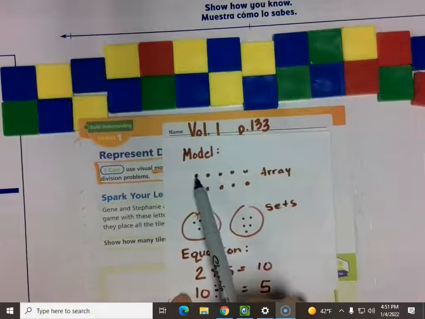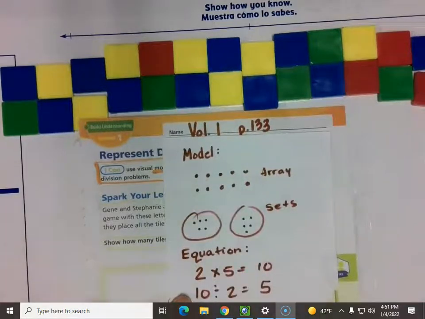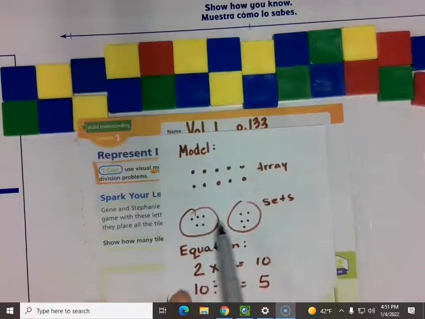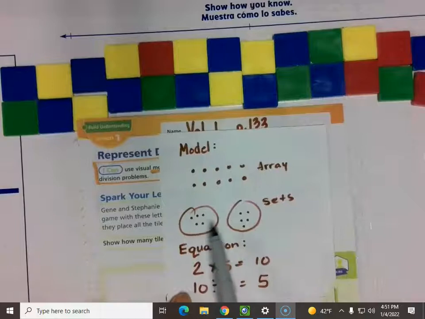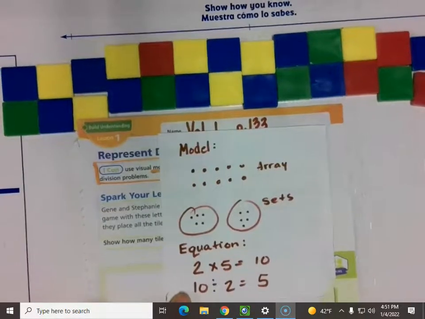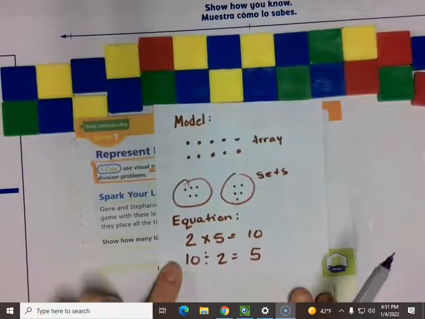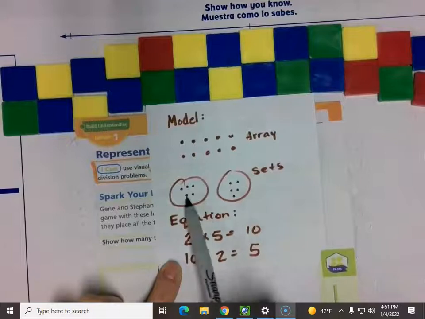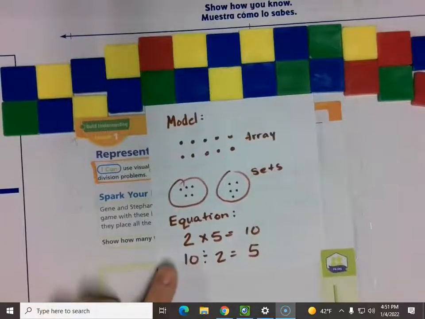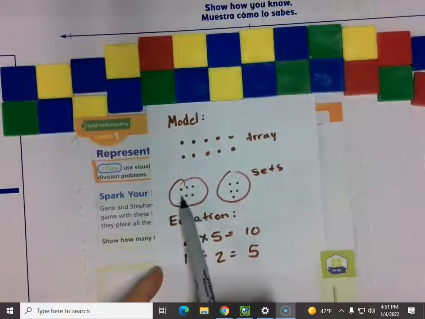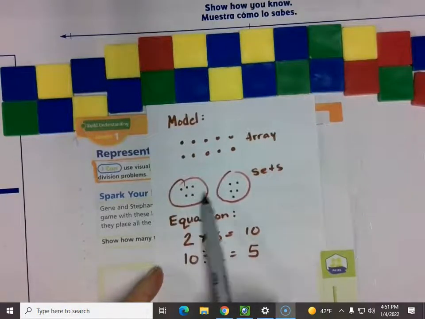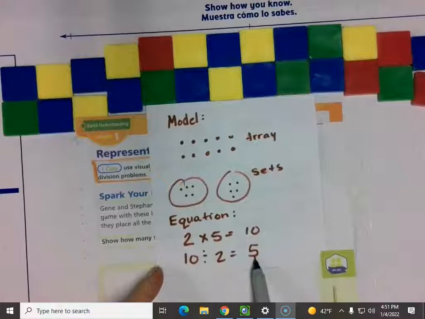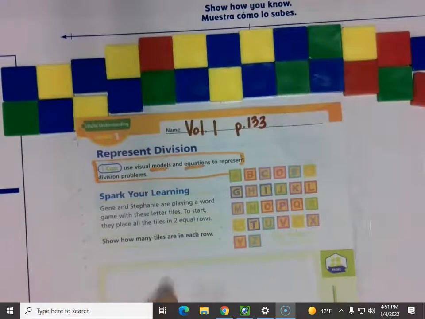All right, I can see that I have 2 rows with 5 in each row, so I know there are 10 objects in that array. And here I have 2 sets with 5 in each one. All right, there are 10 objects in that set. Or I can write equations. 2 times 5 is 10. This is 2 groups of 5 is equal to 10. Or I could write a division problem for that. A total of 10 divided into 2 equal parts. There's 5 in each part, or 5 in each group. So these are models and equations used to represent division.